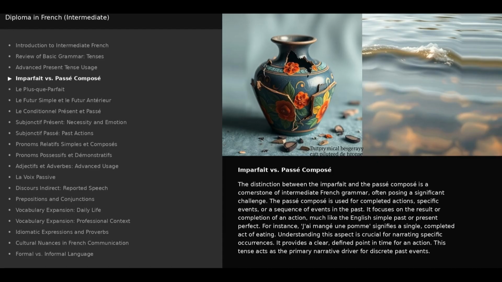It focuses on the result or completion of an action, much like the English simple past or present perfect. For instance, j'ai mangé une pomme signifies a single, completed act of eating. Understanding this aspect is crucial for narrating specific occurrences. It provides a clear, defined point in time for an action. This tense acts as the primary narrative driver for discrete past events.